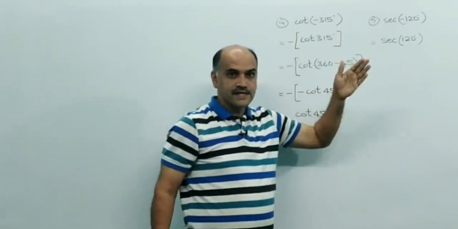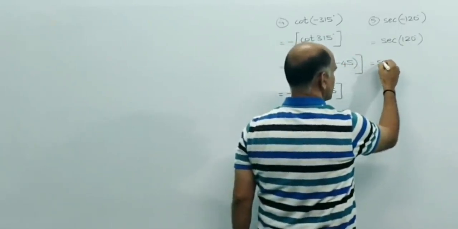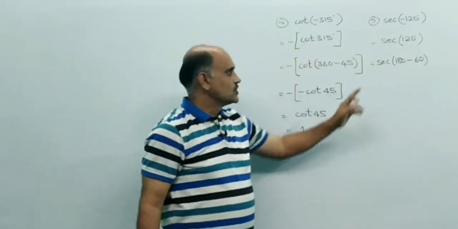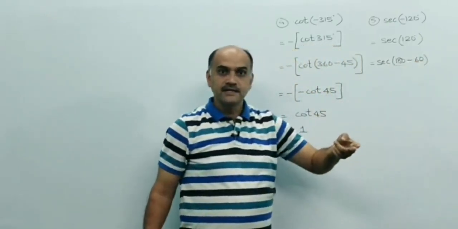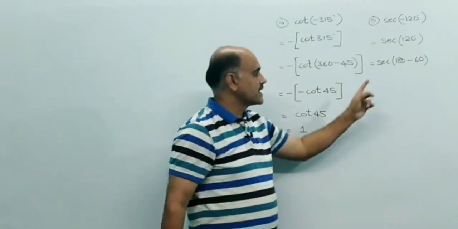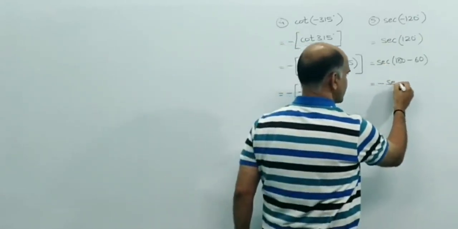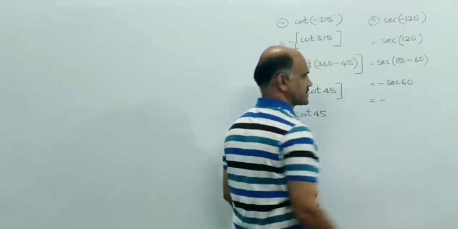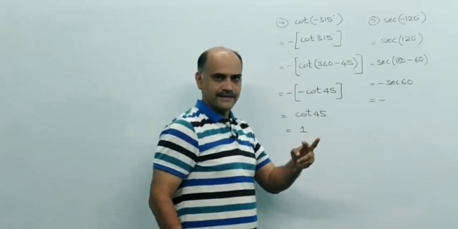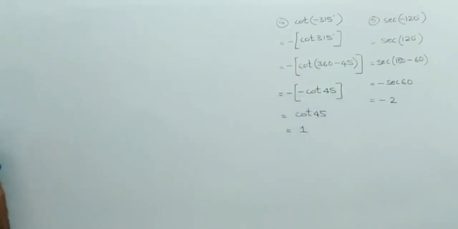So 120 is near to 180. So I can write it as secant 180 minus 60. 180 minus means it is less than 180, so it is in the second quadrant. In the second quadrant secant is negative. So you will have minus secant 60. Substitute the value. Cos 60 is 1 by 2, so secant 60 is 2. So you will have minus 2.